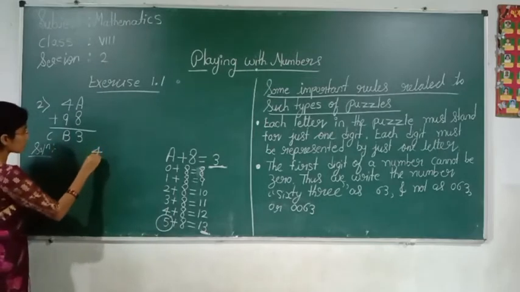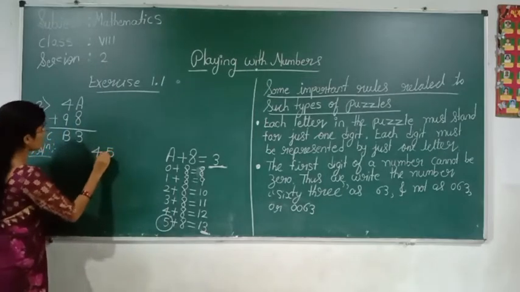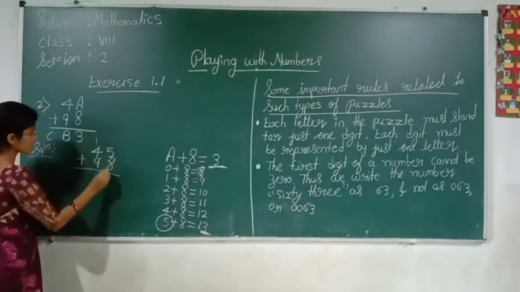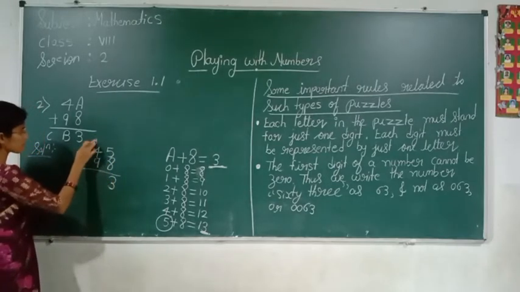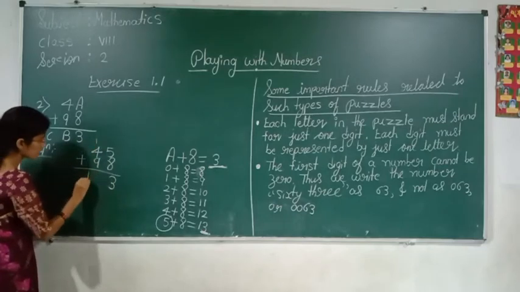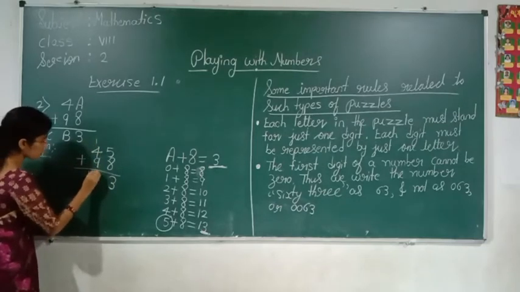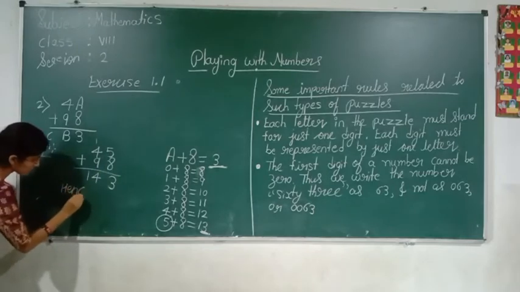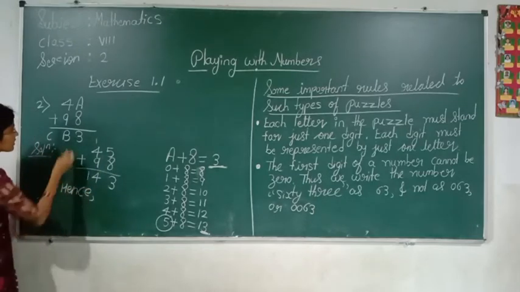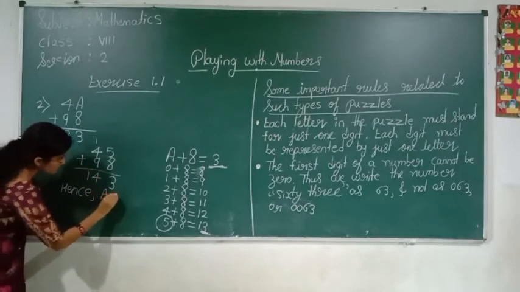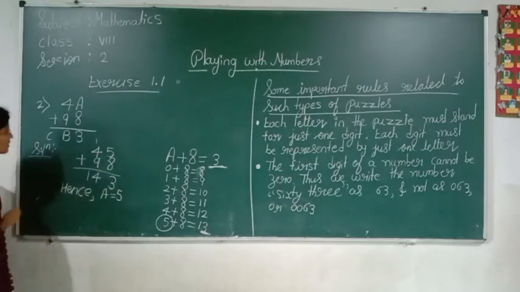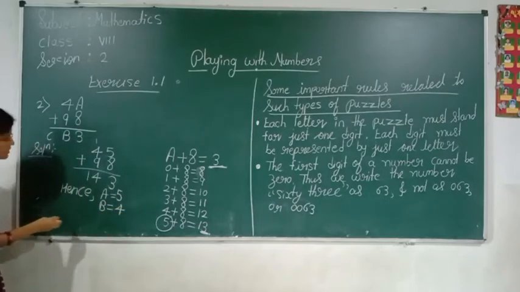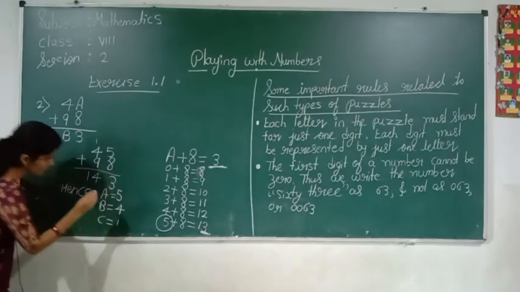Now 4, A value 5, plus 98. 8 plus 5 is 13. 9 plus 1 is 10. 10 plus 4 is 14. Hence what I can write? A value is 5, B value is 4, C value is 1.